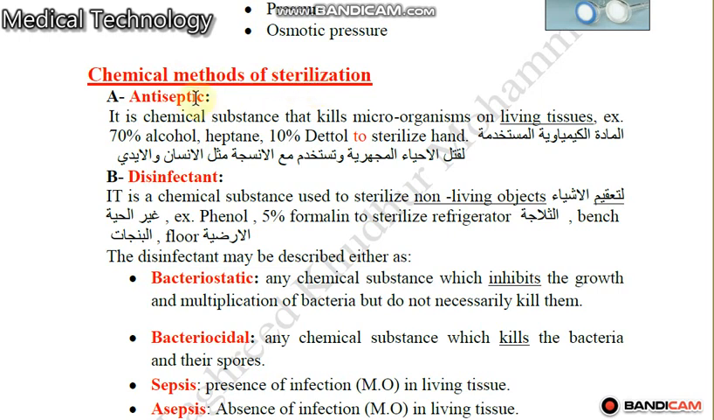Chemical methods of sterilization. There are many words you must know about them. Antiseptic. It's a chemical substance that kills microorganisms on living tissue. For example, 70% alcohol, heptene, Dettol to sterilize your hands.